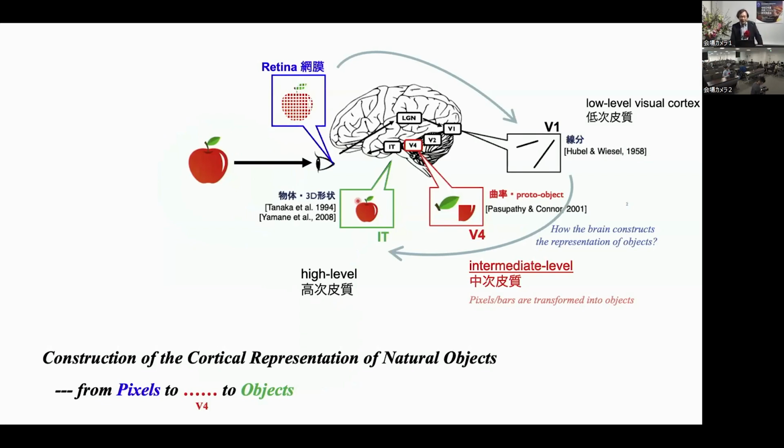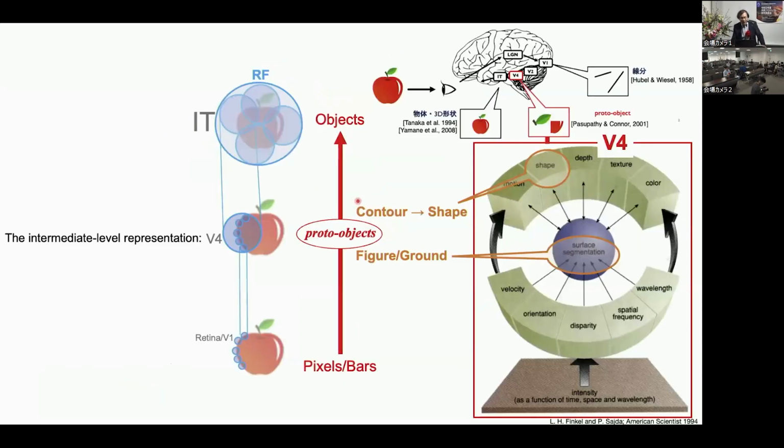And we think the key to understand this process is in the intermediate layers, especially in the V4. So let me talk a little bit about what's happening in the V4. So in the V4, pixel and the bars are transformed into the object. And we think the key function here is the figure ground segregation. So the V4 needs to segregate pixel and bars within the figure and segregate from other object or background. So we think the figure ground is the key function here.